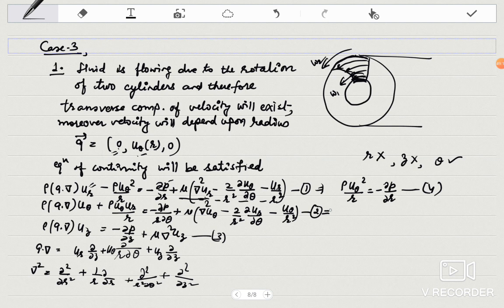Now from here, u theta is a function of r. So I will operate q dot delta on u theta. In this q dot delta, ur is 0, u theta exists but is not a function of theta, and uz does not exist, so again this part is 0. In the next part ur is 0, so the left hand side is 0.